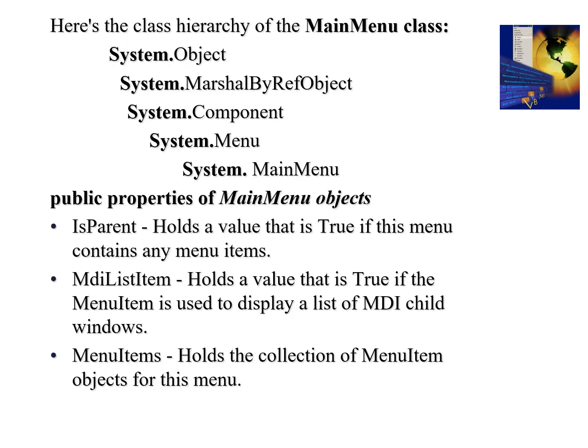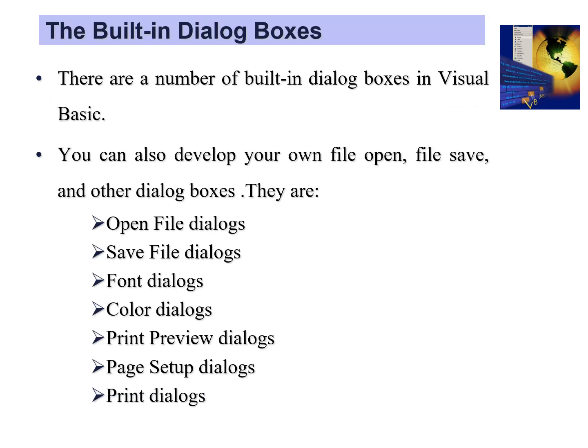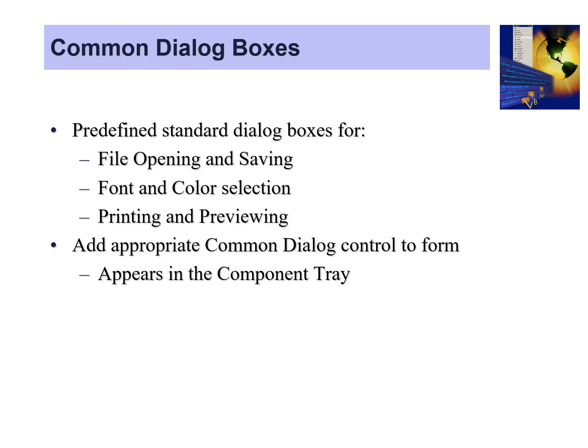So this is the hierarchy of the main menu class, and these are the properties of main menu objects. Public methods of main menu objects are displayed here. So let's see the built-in dialog boxes. There are a number of built-in dialog boxes in Visual Basic. You can also develop your own file open, file save and other dialog boxes. They are open file dialogs, save file dialogs, font dialog, color dialog, print preview dialogs, and page setup dialogs.